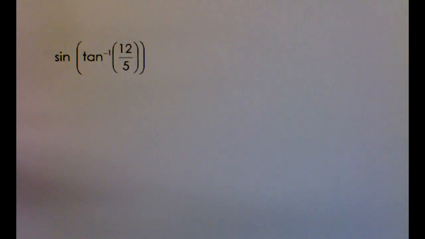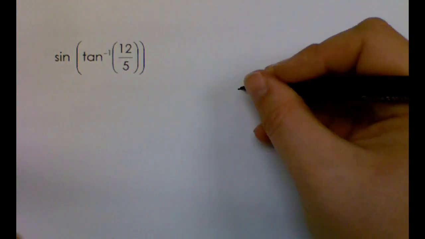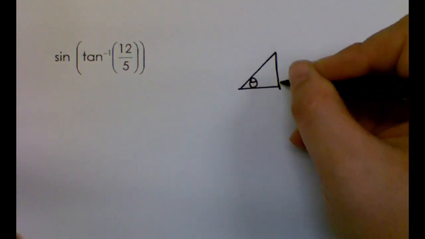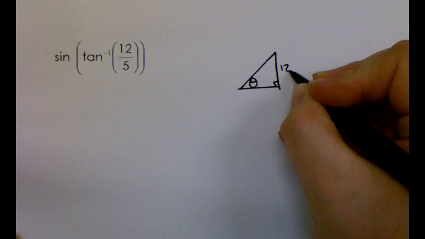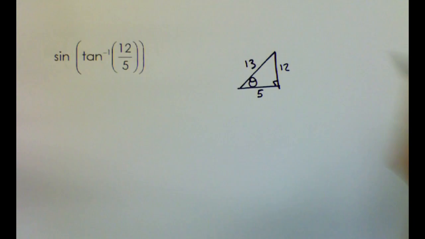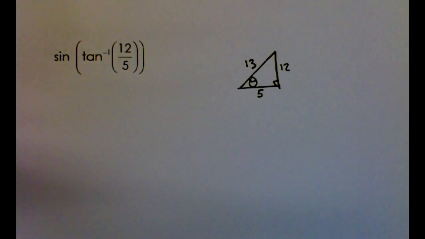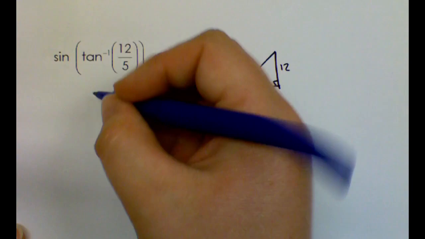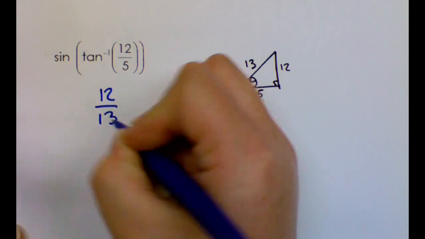All right, same story, different problem. Tangent inverse, it's a positive number, so it's in the first quadrant. Tangent is opposite over adjacent. I can find that third side using Pythagorean theorem. It's 13. The sine of that angle then is opposite over hypotenuse, which is 12 over 13.